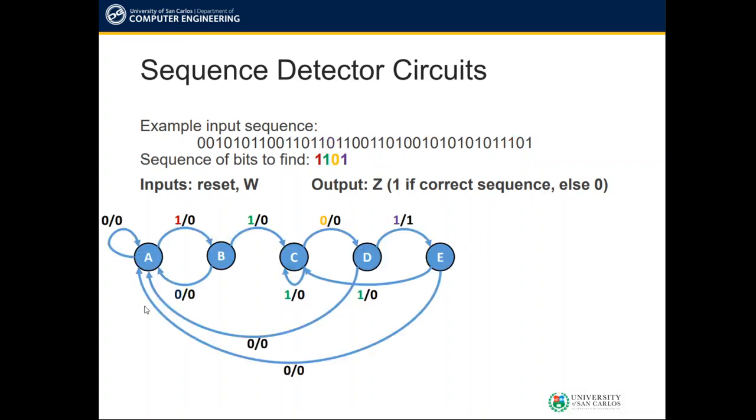Even though I have already drawn this one, I'll be explaining it one by one. We don't know at first how many states there are in the state diagram. So we start at state A, your initial state. From your initial state, you receive a 1 input from W.